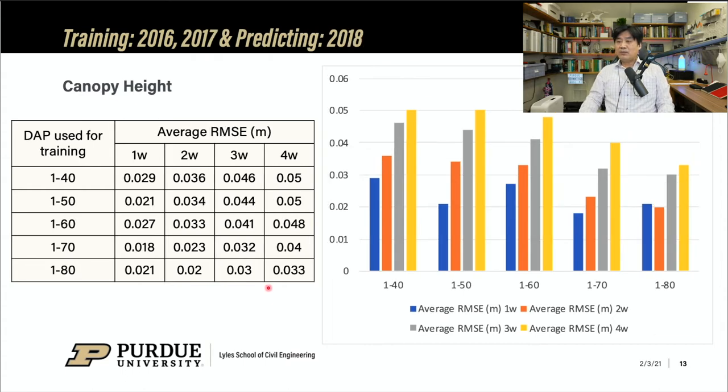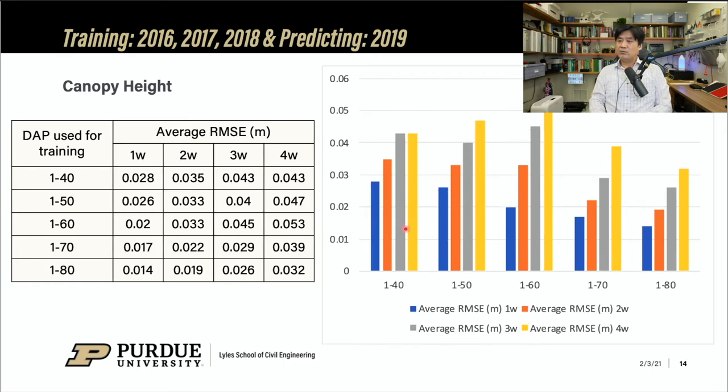And this is an example of using 2016 and 2017 as training and trying to predict 2018. I'm not going to go over the numbers. You see pretty similar patterns over there. Error increases as we try to predict farther away, but as we have more data sets in general, the error decreases.